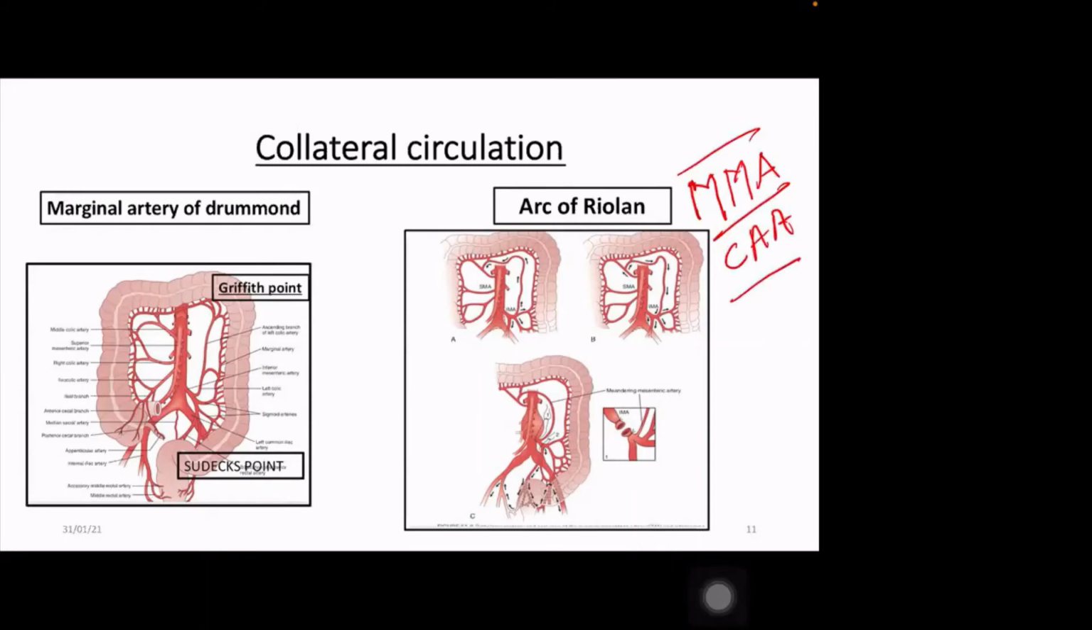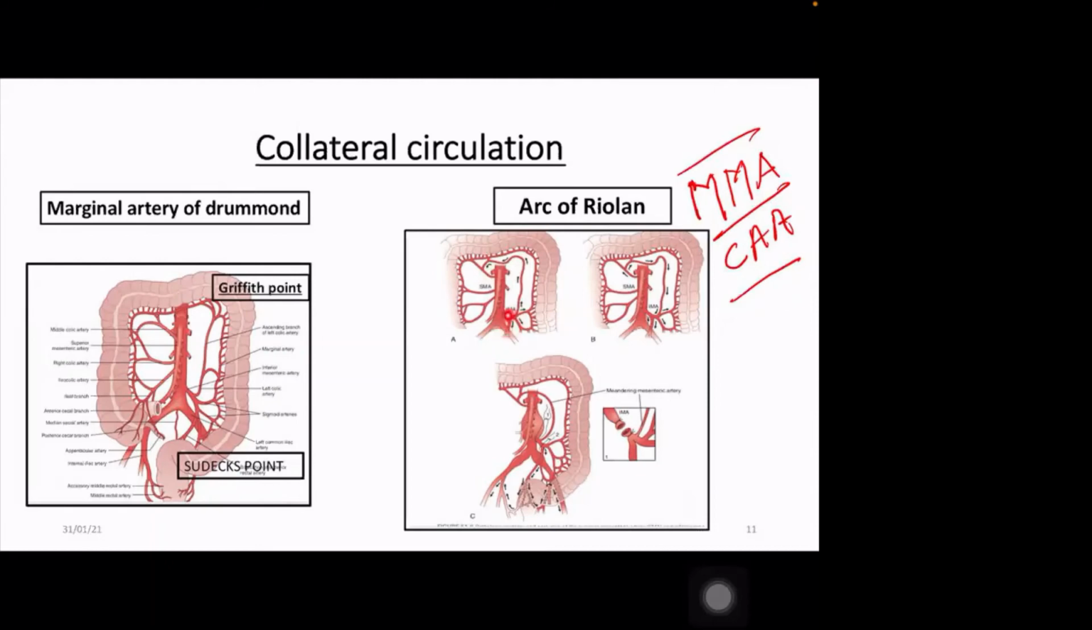So where does this arc of Riolan originate, and what does it connect? Basically, the arc of Riolan, in short, connects the proximal SMA, so this is the proximal, with the proximal IMA. To be more precise, it connects the middle colic with the left colic, the proximal left colic. See this branch. This branch is the arc of Riolan.